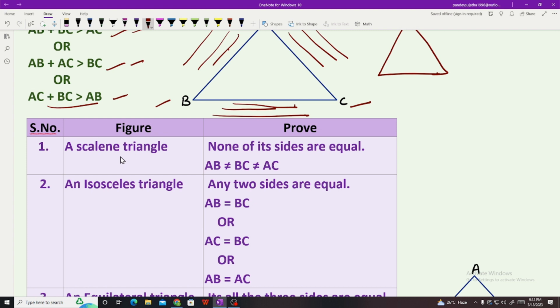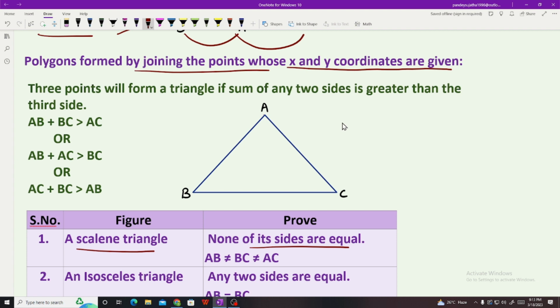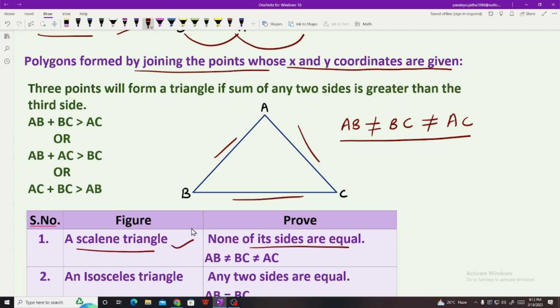To show that the triangle formed by joining the 3 points is a scalene triangle, you need to show that none of its sides are equal. Show that AB is not equal to BC and further not equal to AC. That is, all 3 sides are not equal. Then the triangle will be a scalene triangle.